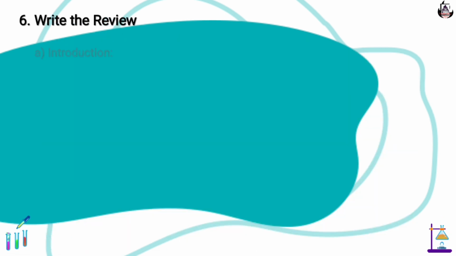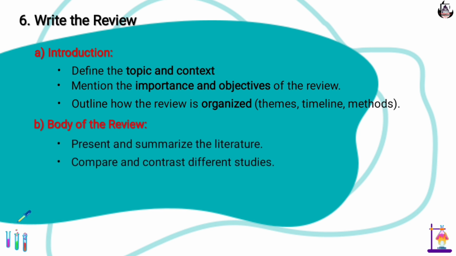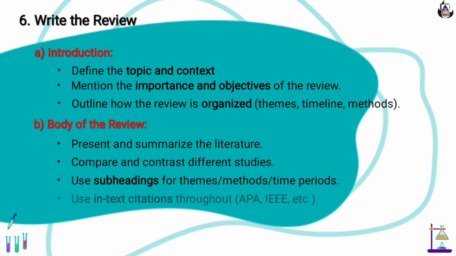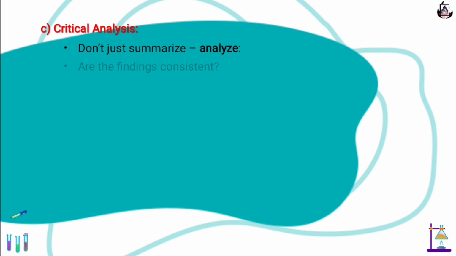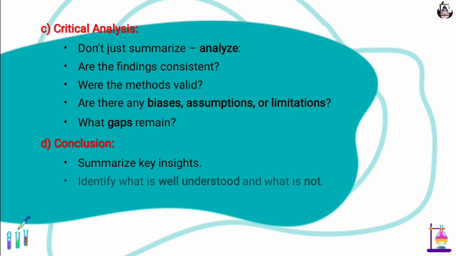Write the review with an introduction that defines the topic and context, importance and objectives, and organization. Body of the review: present and summarize the literature, compare and contrast different studies, in-text citations, critical analysis, not just summarizing, checking whether findings are consistent and methods are valid or not. Conclusion: summarize key insights, identify what is well understood and what is not, and suggest future research.